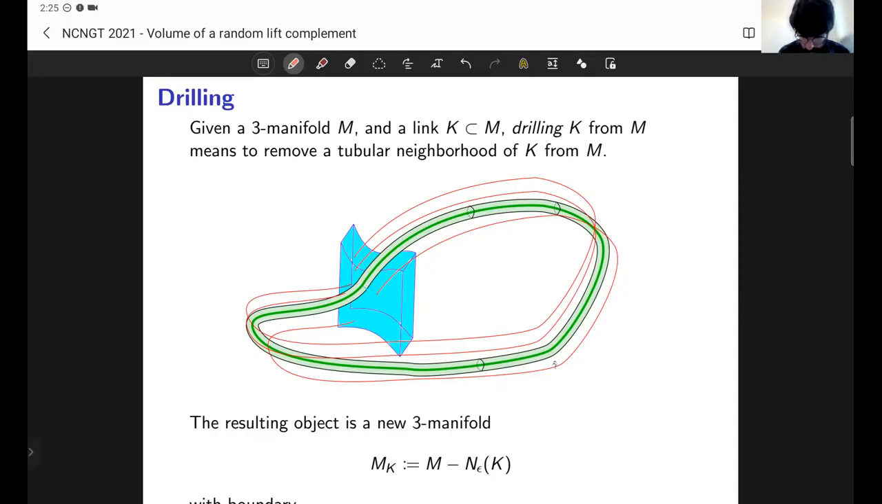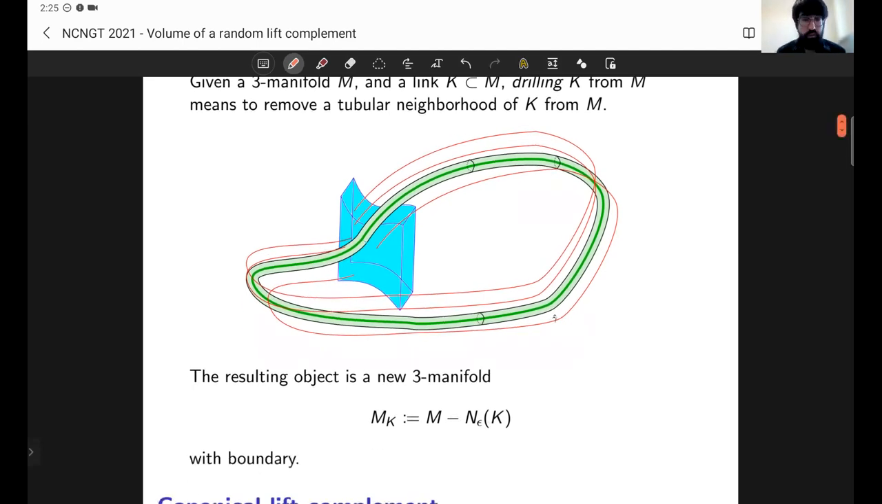So that's the canonical lift of gamma, this green trajectory. And then what I did is I took a small tubular neighborhood of this trajectory, and then I'm going to remove that. So I'm going to take the complement in the unit tangent bundle, or this three manifold in general, M minus that tubular neighborhood. That gives me a new three manifold with boundary. Essentially, the boundary is going to be a torus boundary coming from this tubular neighborhood that I removed.